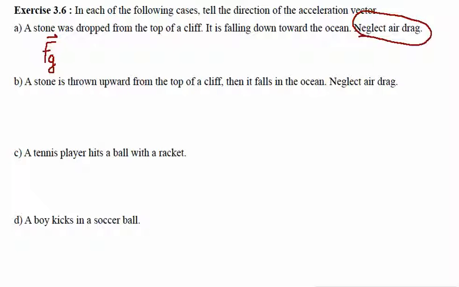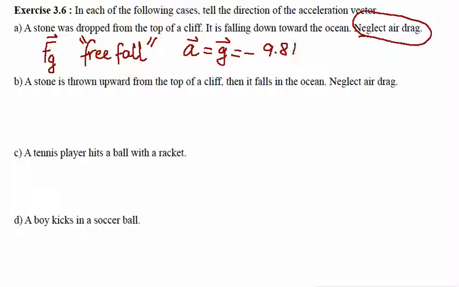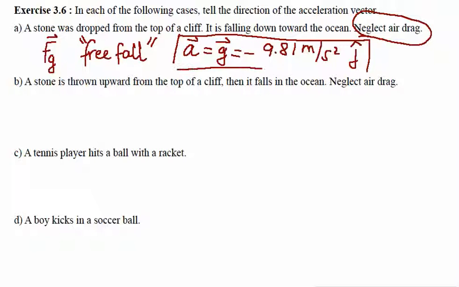When the only force acting on an object is the force of gravity, by definition, the stone is in free fall. In that case, we know that the acceleration is equal to g, which is negative 9.81 meters per second squared, j hat. This is true for any falling object if we can neglect air drag.